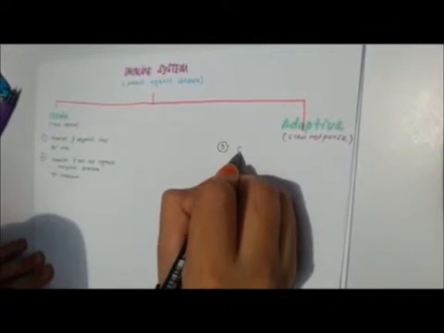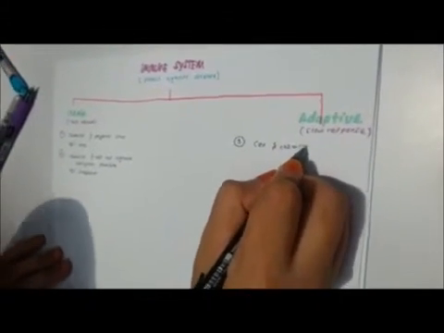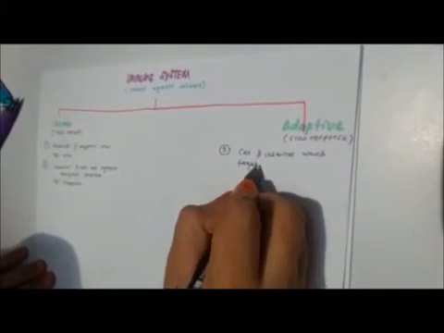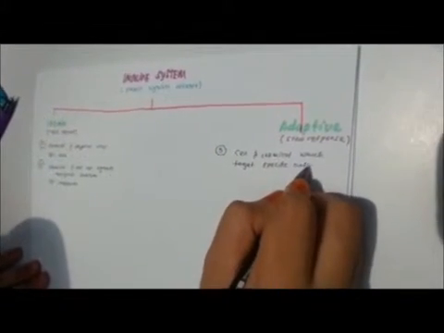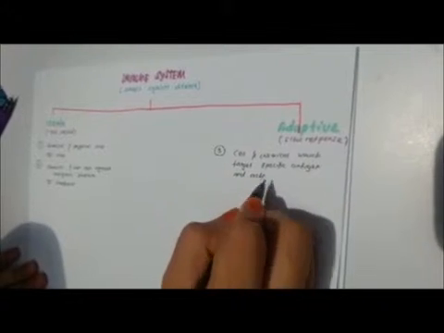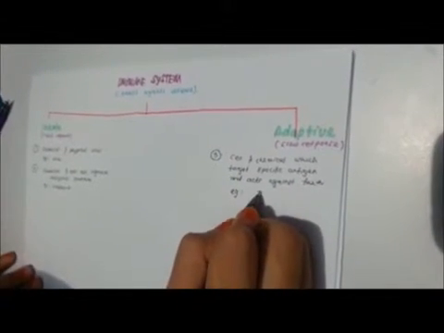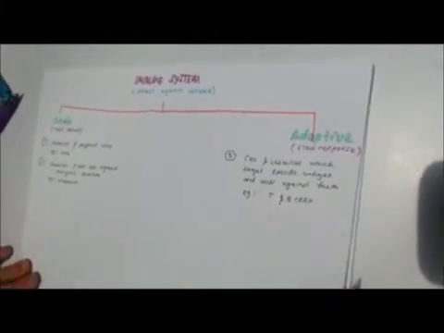The second one is adaptive immunity, which is the third level of defense. In this level, there are cells and chemicals which target specific antigens and act against them. This level is specific. For example, lymphocytes such as T and B cells.